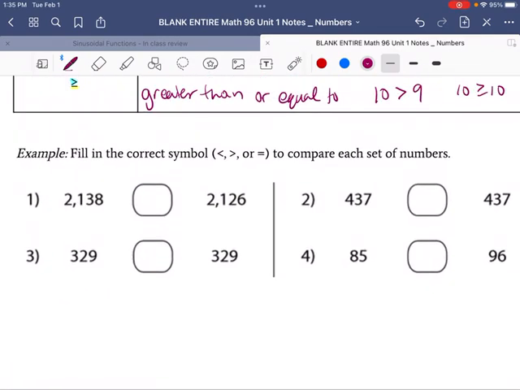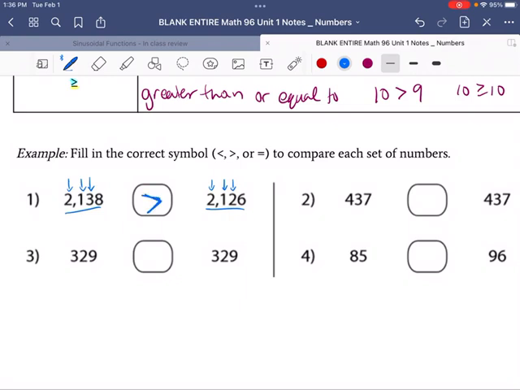So let's figure out which one's bigger here. Let's look at the first digits, 2 and 2. They both have the same place value, so the 2 doesn't help us. Let's move on to the next one. 1 or 1. Well, they're the same. Let's check the next one. 3 or 2. So this side is bigger, so I'm going to open it up that way.